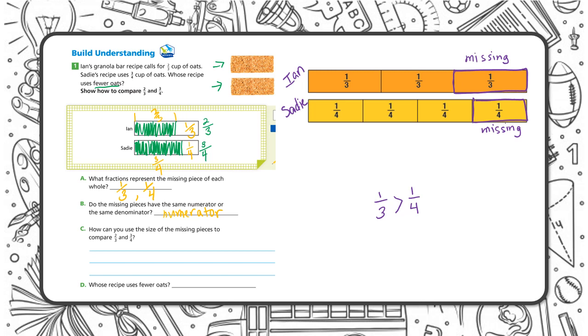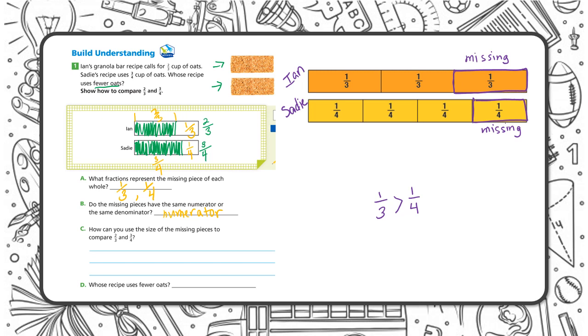So how can you use the size of the missing pieces to compare 2/3 and 3/4? Well, if you know the size of the missing pieces, you can compare them to see who is missing more to get to a whole. And the person who's missing more has less. Imagine your Pokemon cards, boys and girls, and you're trying to collect a whole set. If you're the person missing more cards, then you have fewer cards to begin with. So if you're missing more to get to the whole, you have fewer cards.